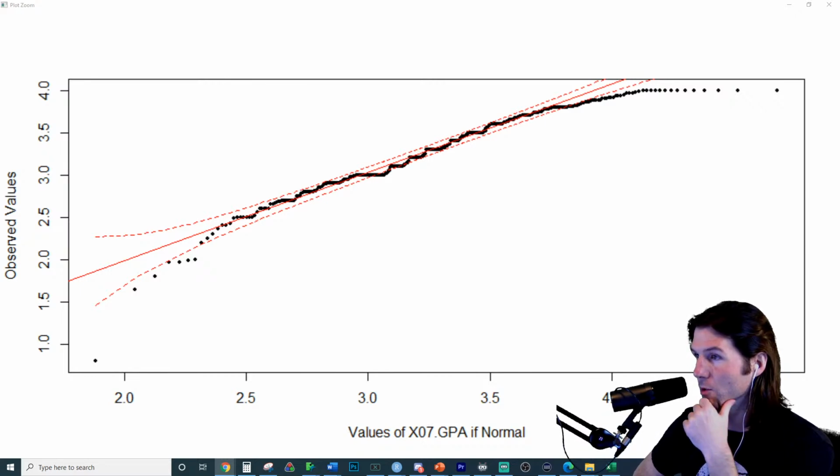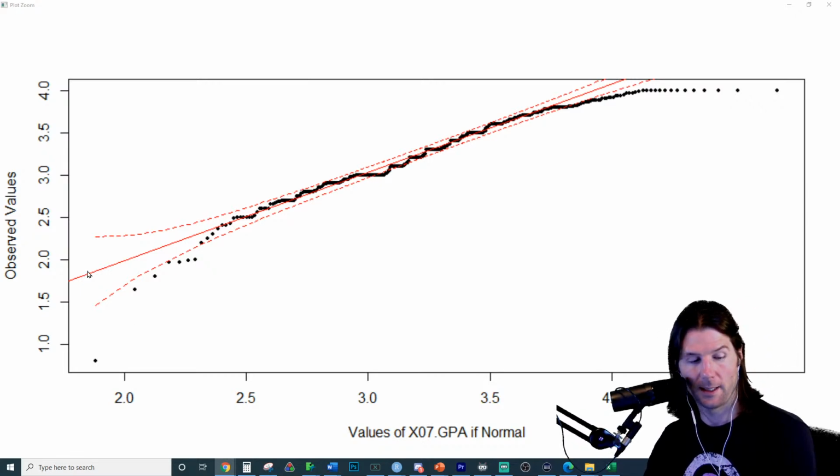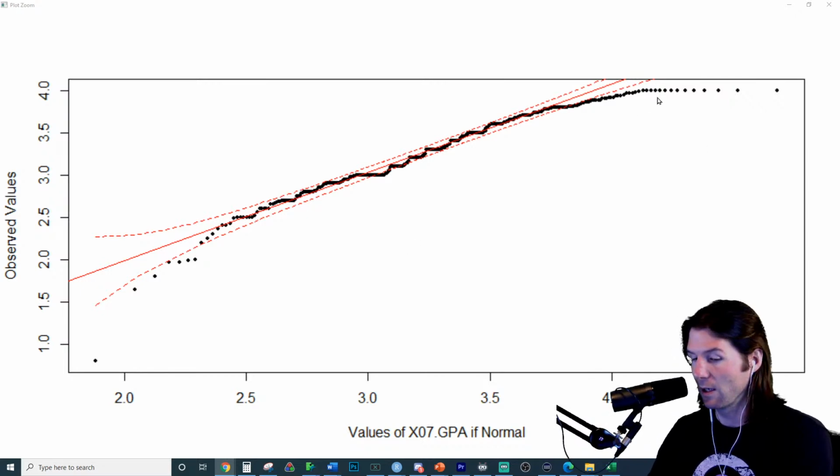This is whether or not it is normal. And is it normal? So if you look right here, here's the red line indicating normality, and here's our data. It goes through it. So this is normal.